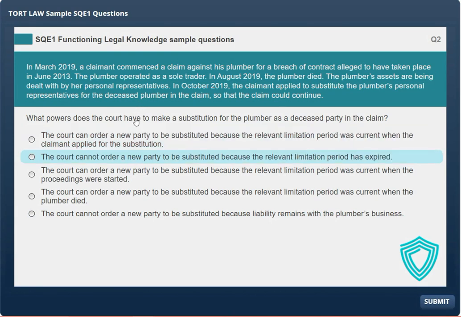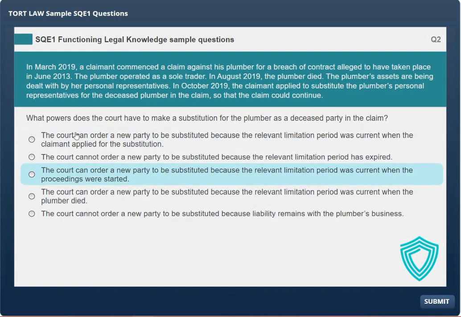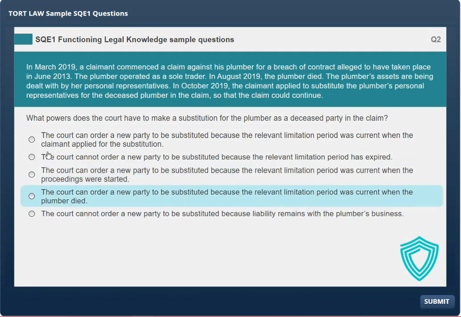Can they order a new party be substituted? The court cannot order a new party, or they can order a new party. Well, I think they can. So let's have a look. You've got these three here. The court can order a new party to be substituted because the relevant limitation period was current when the claimant applies for substitution. Okay, which I think sounds about right, actually. The court can order a new party to be substituted because the relevant limitation period was current when the proceedings were started. Ooh. The court can order a new party to be substituted because the relevant limitation period was current when the plumber died. I think that sounds about right. We're going to go with that one.